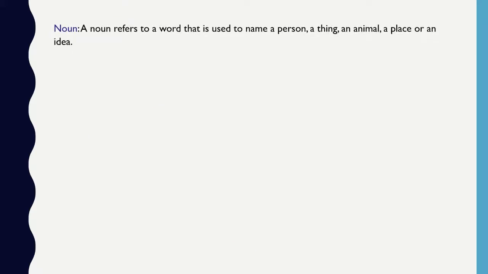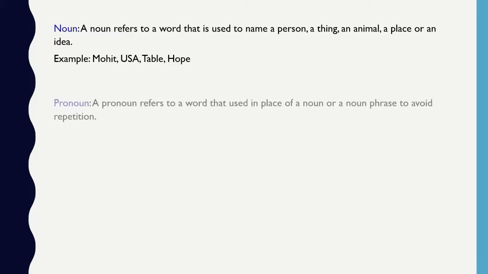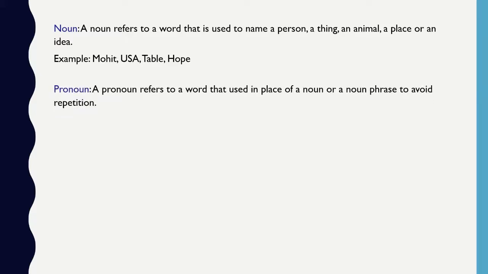Let's learn the definitions one by one. A noun refers to a word that is used to name a person, a thing or animal, a place or an area. Examples: Mohit, USA, table, and hope. Pronoun refers to a word that is used in place of a noun or noun phrase to avoid repetition. You can use I, you, it, they, them, he, she, him, and her.